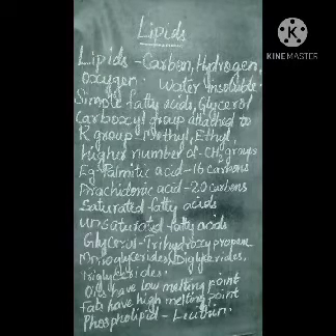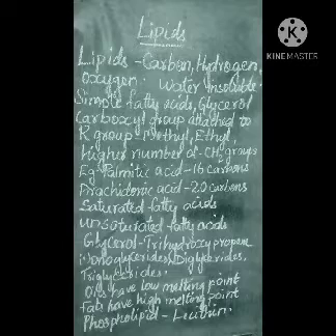The fatty acids which do not have double bond between the carbon atoms are called saturated fatty acids. Examples are palmitic acid and stearic acid. Palmitic acid is having 16 carbon and stearic acid is having 18 carbon.